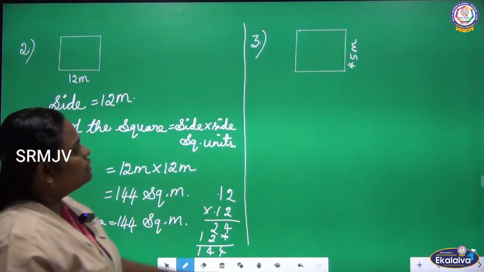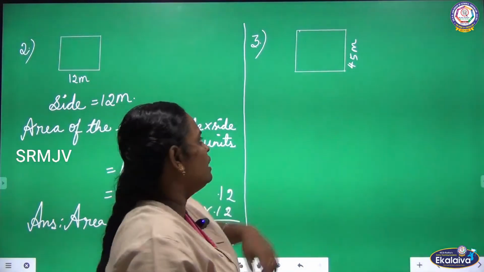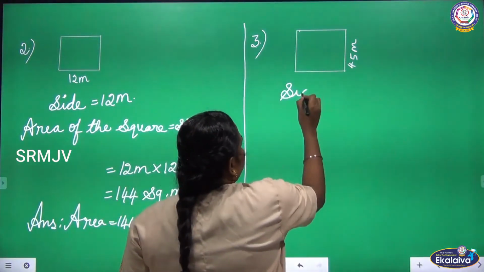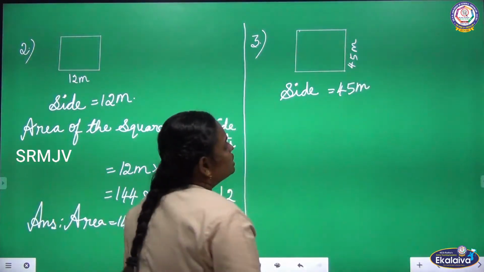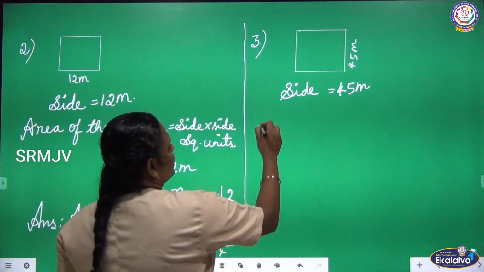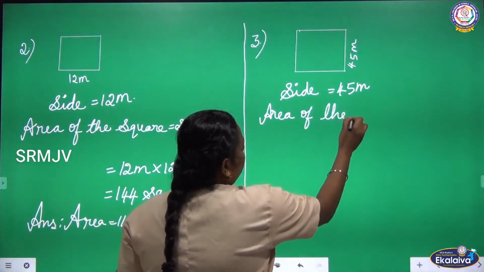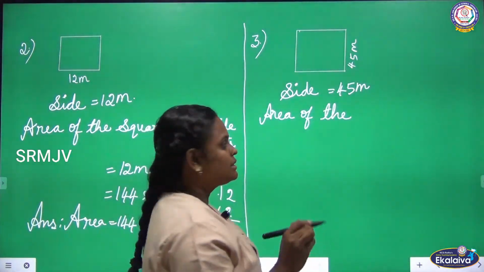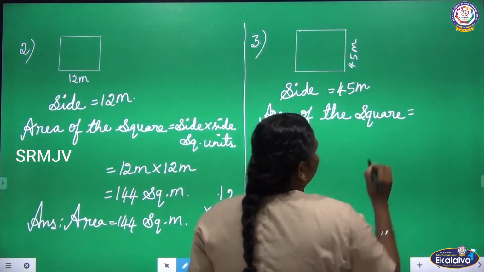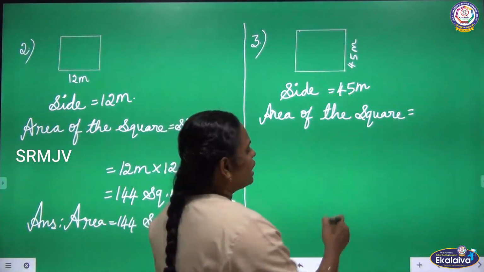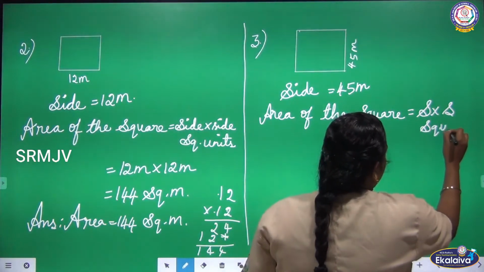So next one, also they have given 45 meter. So only the side they have given. What are we going to find out, children? What is the shape? This is a square because only the side they have given. What is the area of the square, children? Area of the square equals side into side, square units. For side we will write S. S into S, square units.